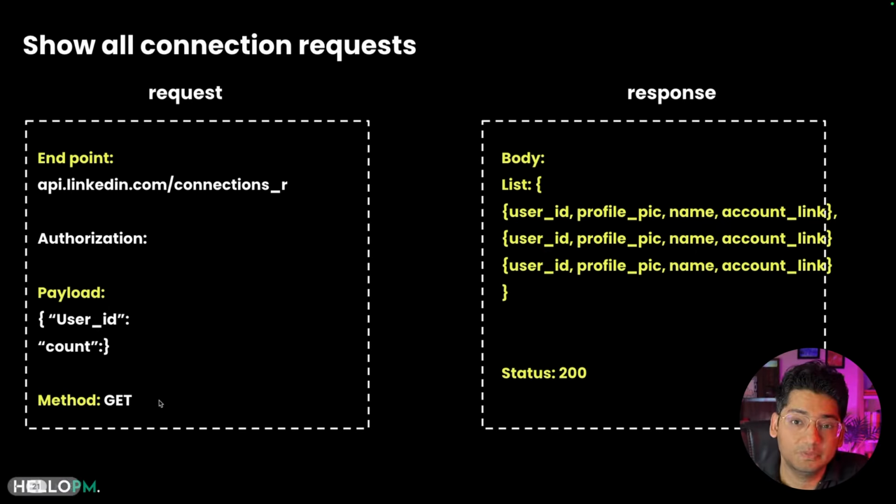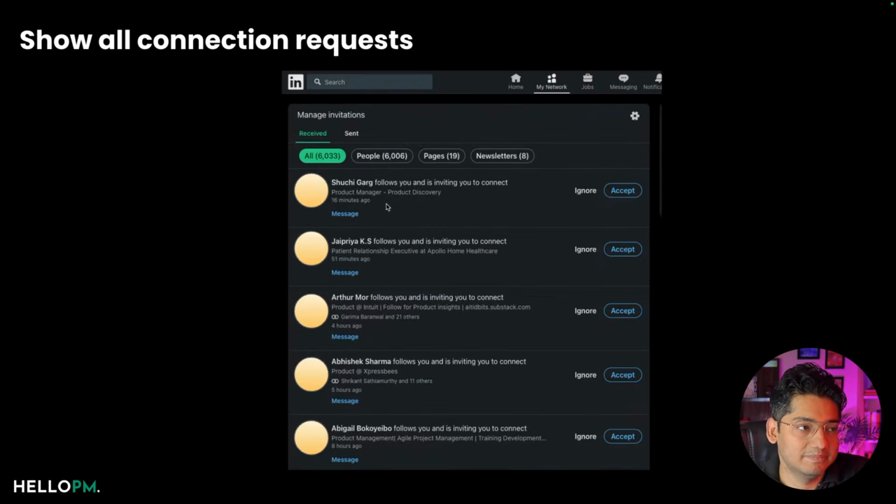Similarly, the method is going to be get. I am just getting some information. I am not editing, adding, or deleting any information. So the method is going to be get. Then the response: the API will get this information, it will get the user ID. Then it will search the database for the people who have recently sent this person a connection request. It will fetch from the database all of the IDs, profile pictures, and account links for these people because all of these are mentioned over here.